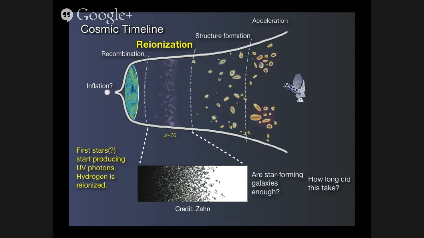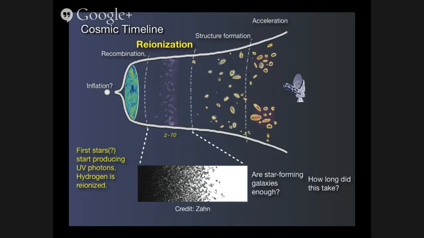After the last scattering, you have a fairly neutral sea of hydrogen, but eventually, under gravity, these form the first stars and then the first galaxies, which produce UV and X-ray photons that should reionize the universe around them. And we know that by a redshift of 6 or so, the universe has reionized, but we don't really know what sources cause this reionization, what kind of stars, what kind of galaxies, and in fact, whether ordinary stars and galaxies are sufficient or whether there's something more exotic going on to drive the reionization process.